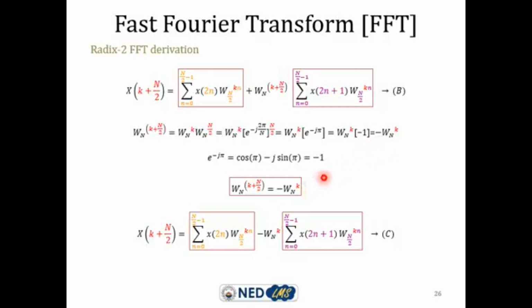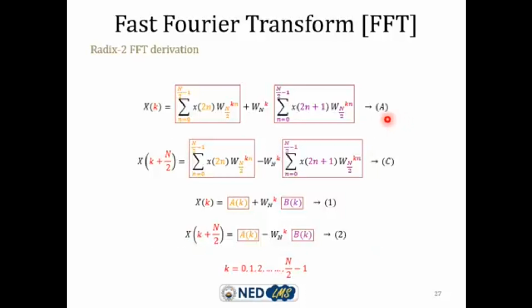So this is the symmetry property of the DFT output which we have already discussed in lecture 11. So we can replace W N to the power (k plus N by 2) by minus W N k. So this equation C can also be used for the calculation of the last N by 2 samples of the N point DFT output. Essentially equation B and equation C are the very same. You can use either one of them.